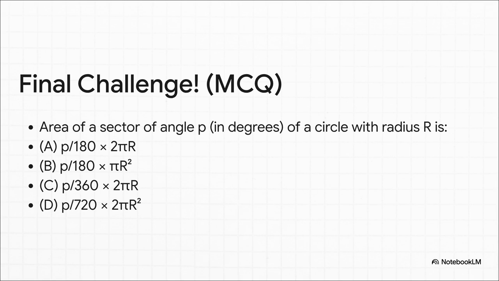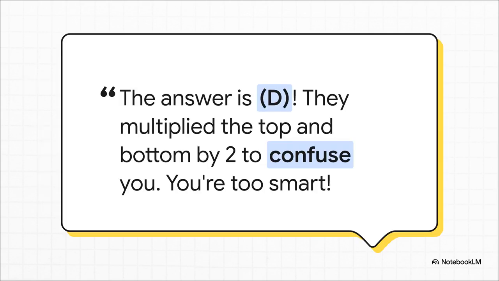It's a multiple-choice question from your exercise. Now be careful, they've changed the letters to P for the angle and capital R for the radius, just to try and confuse you. Read the options very carefully. Which one is it? I'll give you a moment. 3, 2, 1. The correct answer is D.